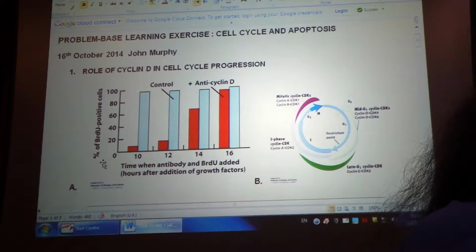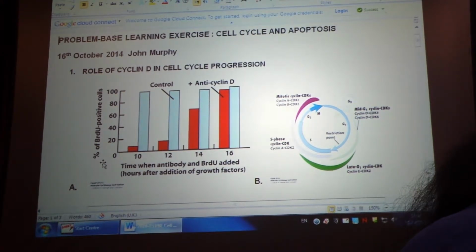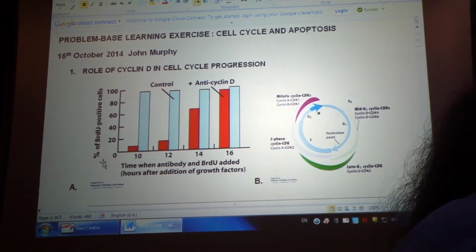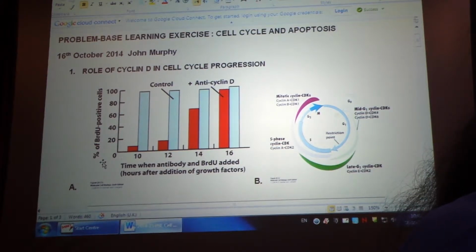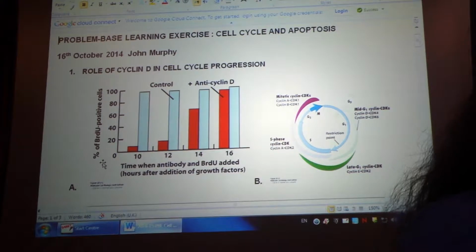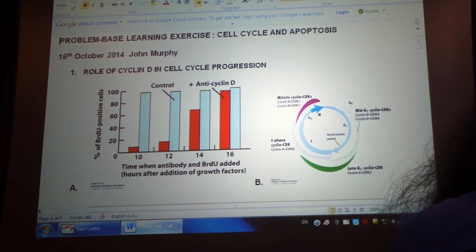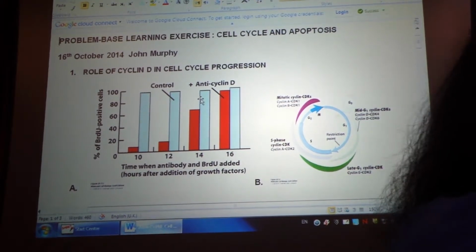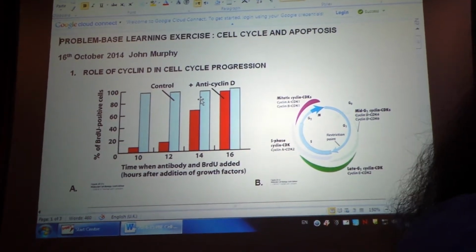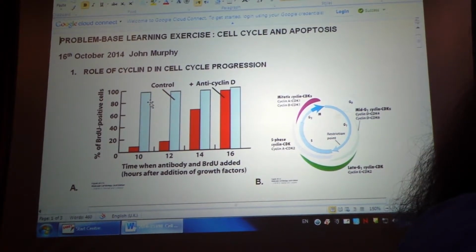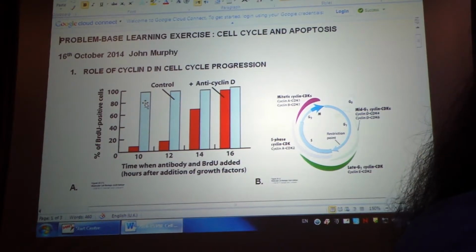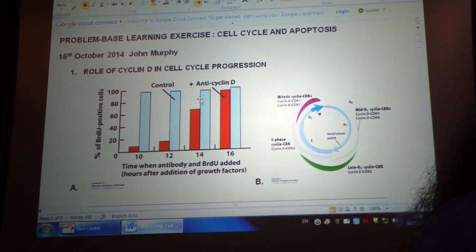Now, having read that very carefully, if anybody would like to tell us what it shows, or what it suggests about cyclin D. Okay, well let's look at the figure then. Basically, all the blue bars refer to control cells. That means that these cells have not had anti-cyclin D antibody, but they have had the growth factors.